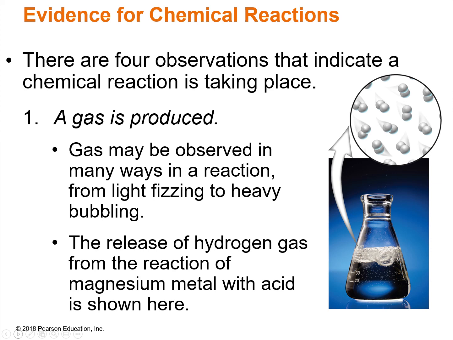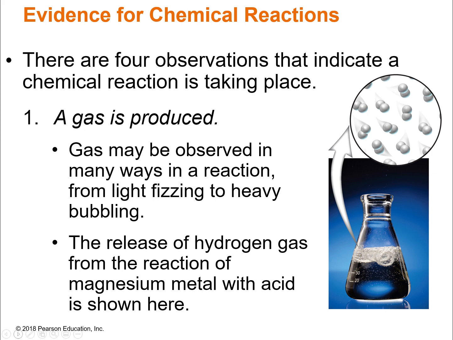There are 4 observations that indicate a chemical reaction is taking place. You don't have to see all 4 for a chemical reaction to take place, but these are 4 observations that can clue you in that you are watching a chemical reaction. The first is that a gas is produced. And you might see that in many different ways, like a little bit of fizzing, lots of bubbles. It could be anywhere in that range.